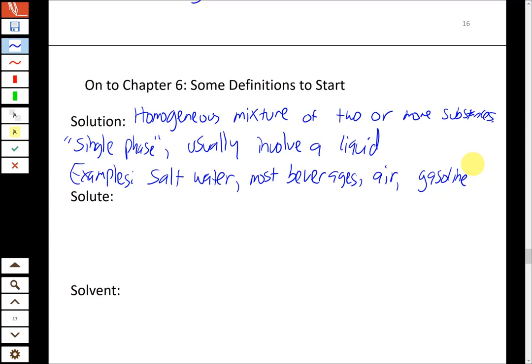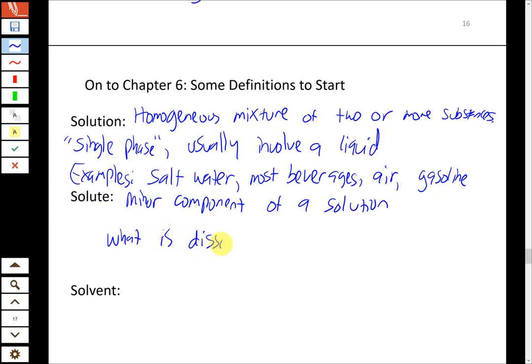Now, in a solution, you have two components, and especially when we're talking about the liquid solutions that we're going to be dealing with in this part of the course, this is the terminology we use, solute and solvent. So the solute is the minor component, whatever you have less of. But in the case of a solution where something is dissolved in water, like we're dealing with in chapter 6, it's pretty obvious what the solute is: whatever is dissolved in the water. So in salt water, salt is the solute. It's what you're dissolving in the water.